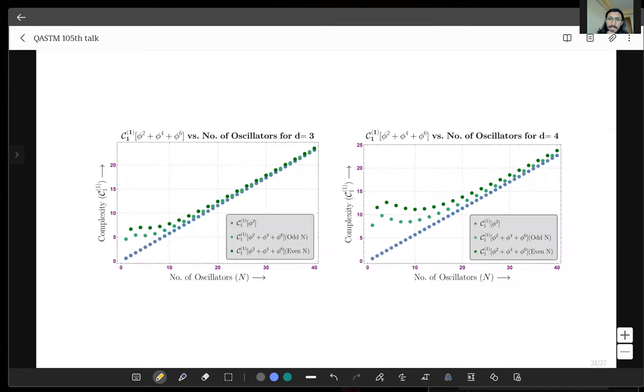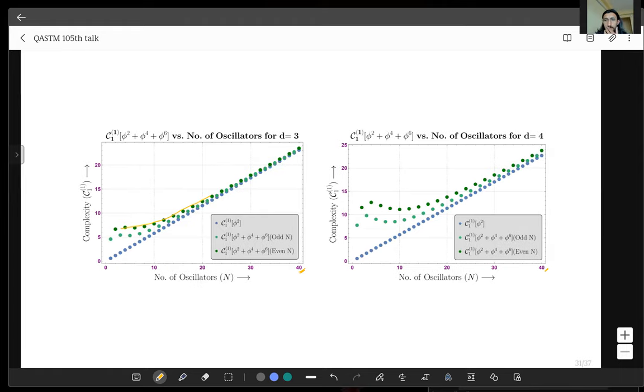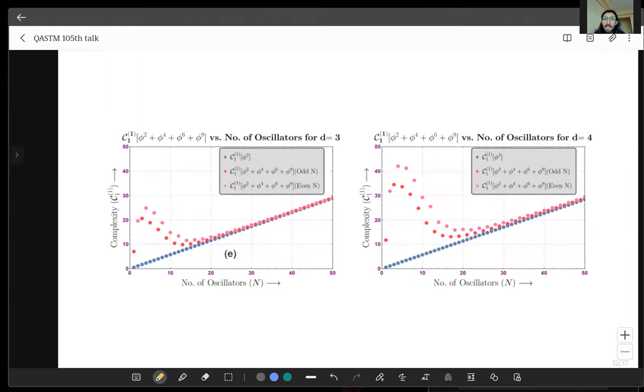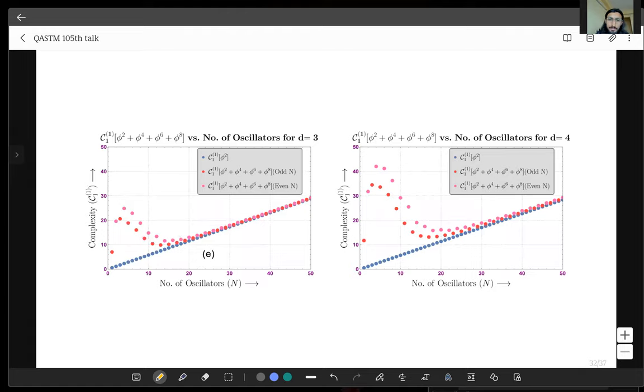Similarly, we saw for 5-6 the same pattern, which is again this odd. Then again, this is for even, and there's a bump, and later it converges. Since here we have gone up to 40, we can see that again it's converging out here. And similarly for 5-8. In 5-8, the bump is drastic.